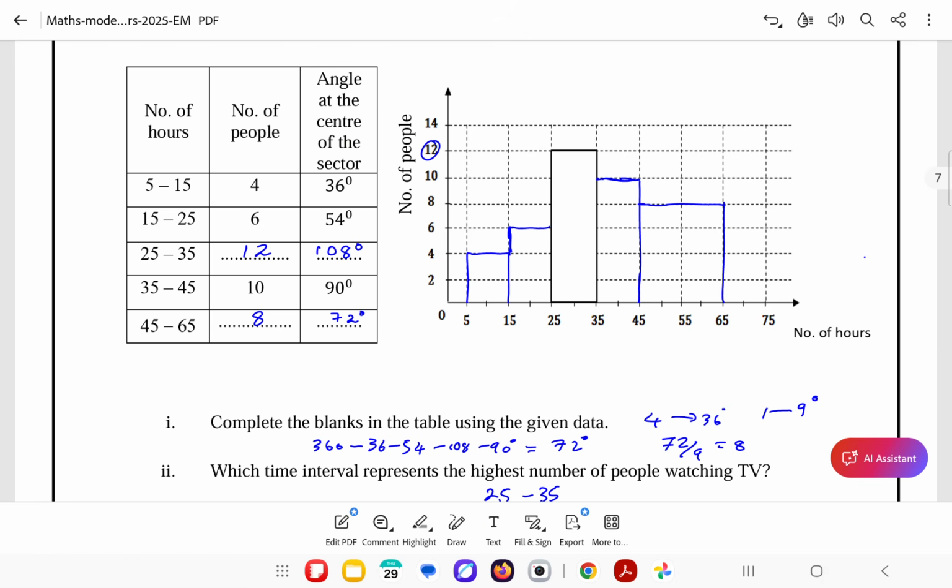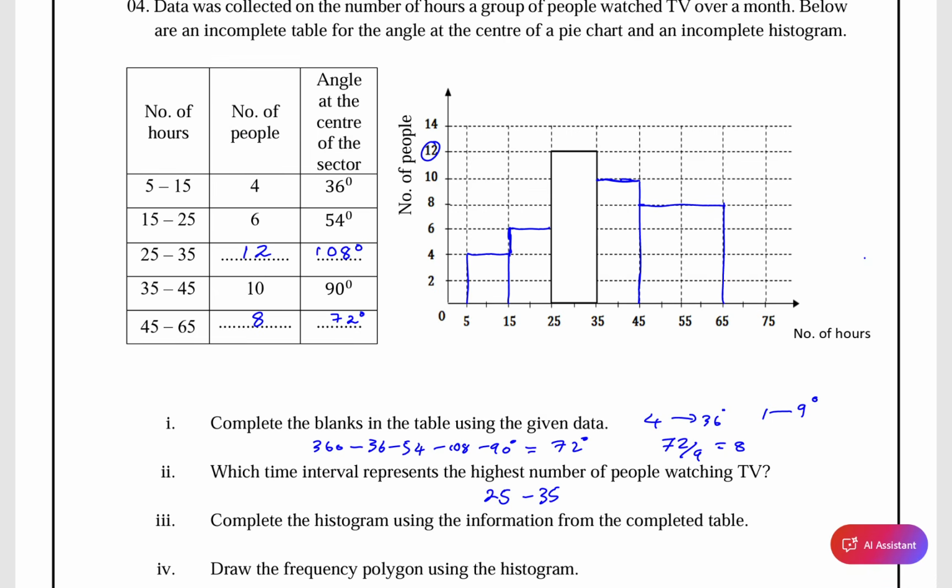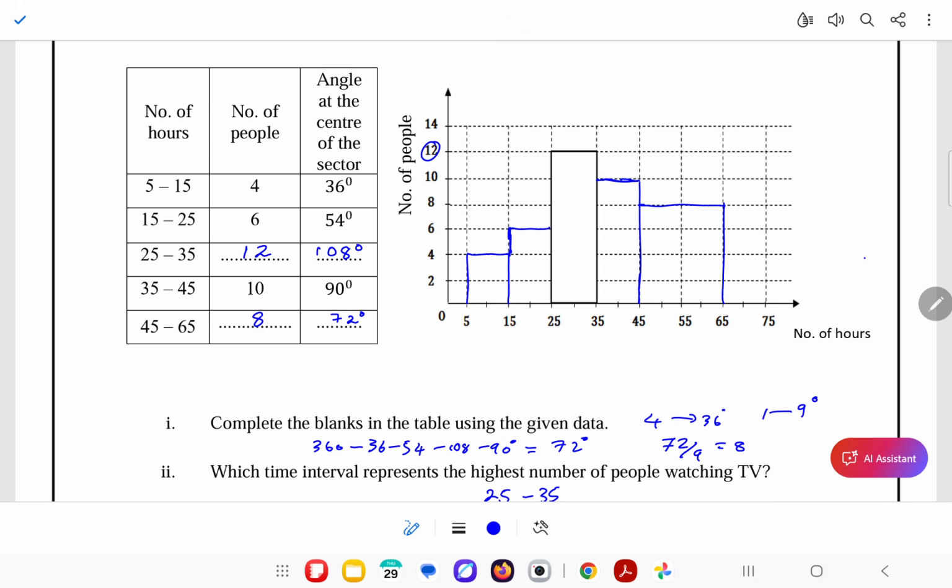Right. So then the last part is to draw the frequency polygon using the histogram. So connect the midpoints of each of these bars. So this point with this point, just mark the midpoints and then connect them. Right. So that's the frequency polygon.